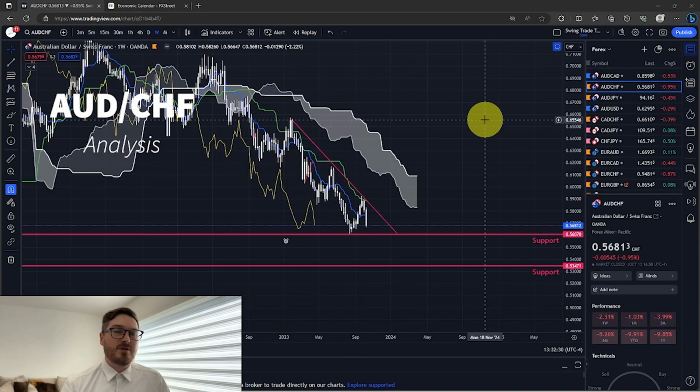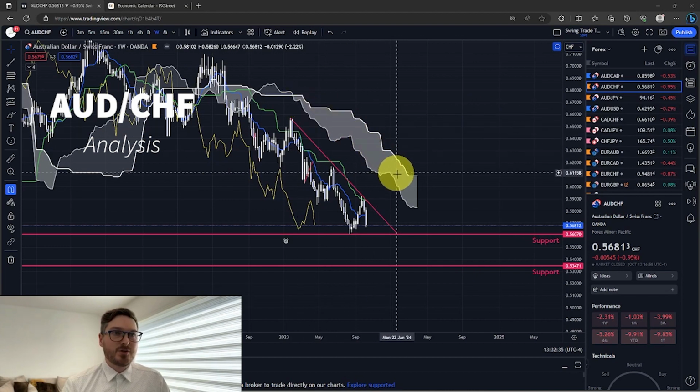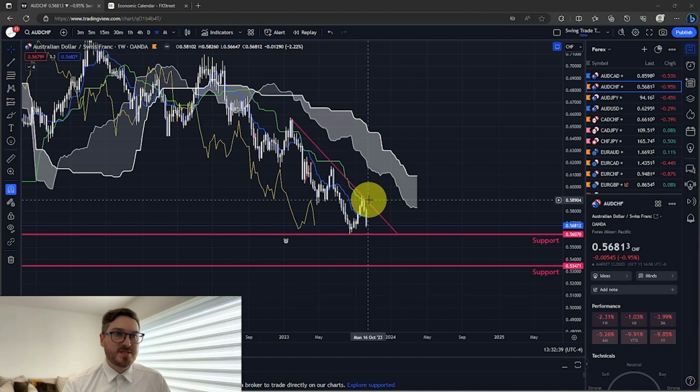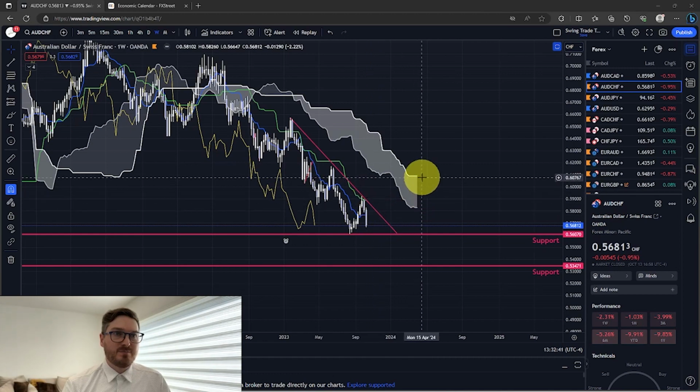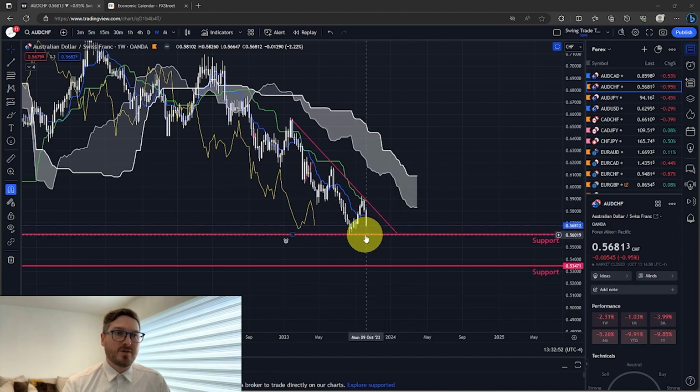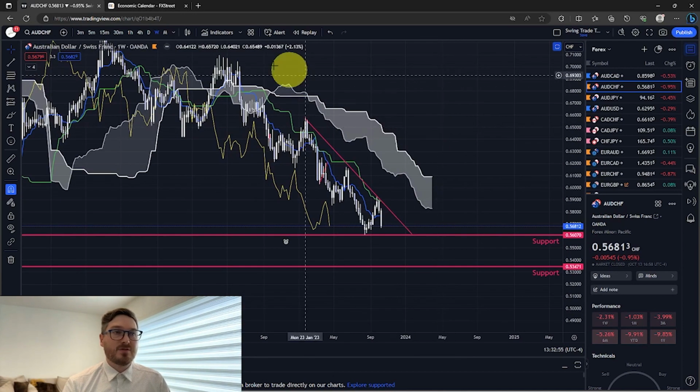Okay, guys, now we're going to look at AUD Swiss franc on the weekly. And overall, this is a bearish Kumo cloud structure. We have price below the Tenkan-sen and Kijun-sen, but we have Senkou span A and B both flat. So we're going to need price to close below this support level here. This is the 0.56070 level. And once we get a close below there, I'm going to be looking possibly for an entrance.